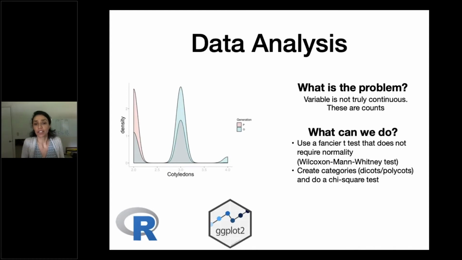Or, simpler than that, instead of having the counts of cotyledons, why don't we just create categories? We say the plant is either a dicot or a polycot. Instead of counting how many leaves, well, we have to count them obviously to decide, but instead of having the counts as our trait, we're going to have whether they are a dicot or a polycot. And then we do a chi-square, which is simpler because this is a more standard type of analysis.